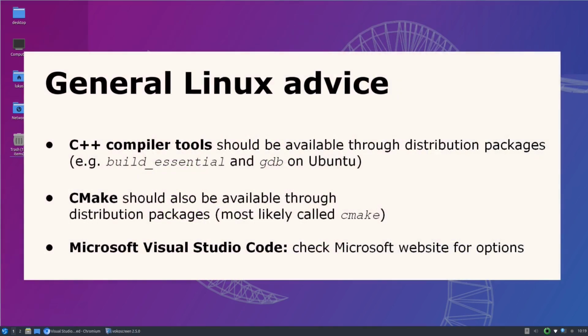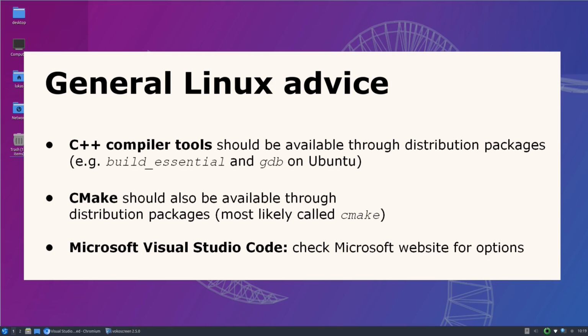Some general advice on how to get there. All distributions will have a package or packages for the compiler tools. For example, Ubuntu has a meta package called Build Essential, which will provide G++ and Make. GDB comes in a separate package called GDB. The names of the packages may be different on a different distribution, and you may need to install the tools separately. Generally, Google should give you the answer.